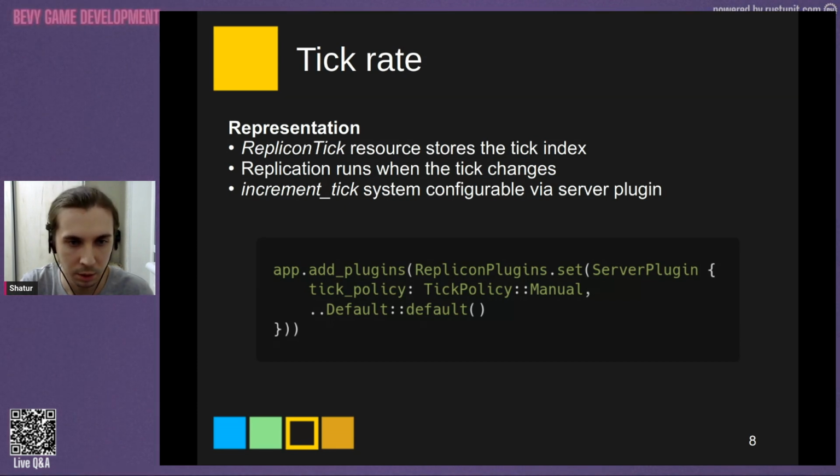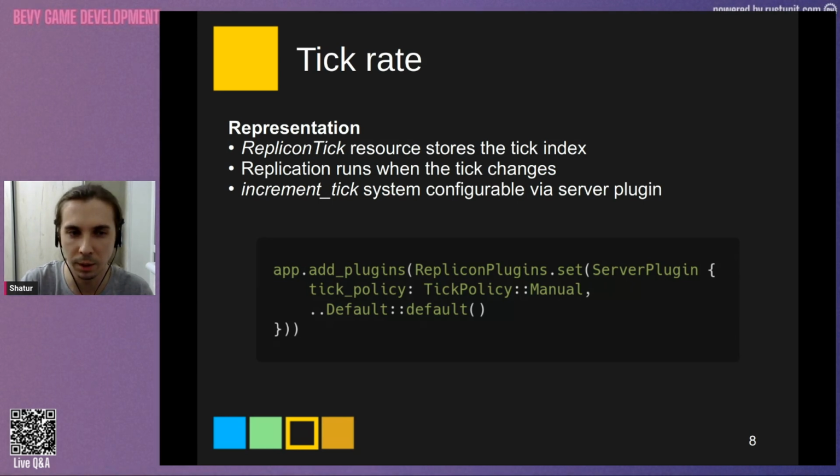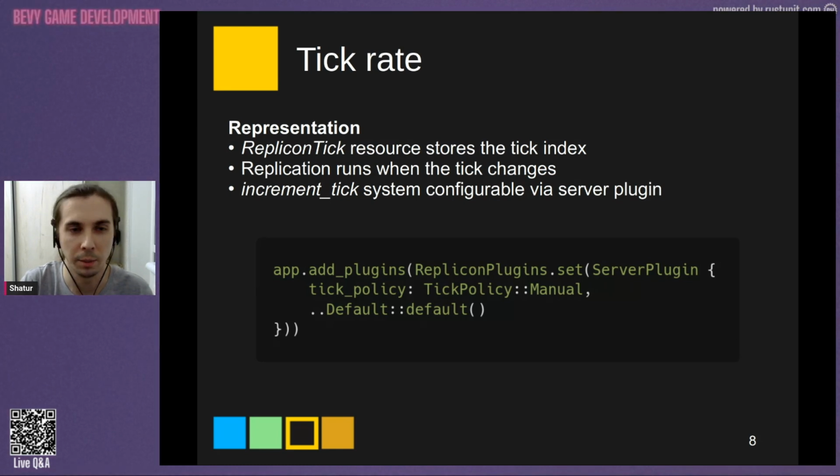And it's configurable via server plugin. As you can see, in this example, I just disable this tick incrementation, and this way you can just schedule this system into fixed update, for example, and have a fixed tick rate. By default, it runs up to 30 times per second.